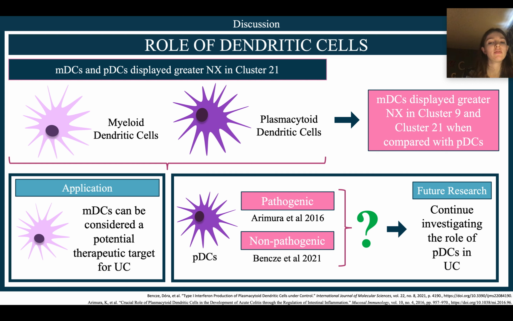Perhaps the most interesting finding was that while MDCs and PDCs both displayed greater normalized expression in cluster 21, MDCs displayed greater normalized expression than PDCs. So while MDCs can be considered a potential therapeutic for ulcerative colitis, further investigation is warranted into the role of PDCs in ulcerative colitis. It's unclear whether it's playing a pathogenic or non-pathogenic role.